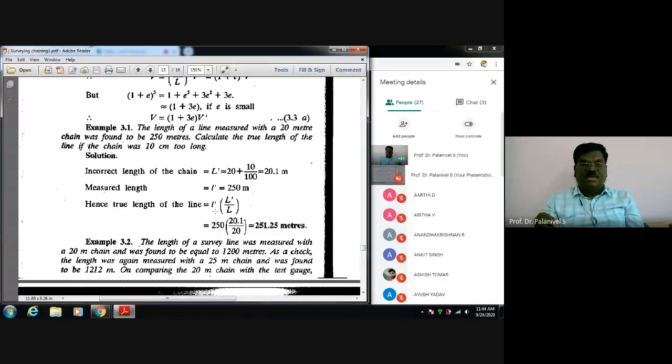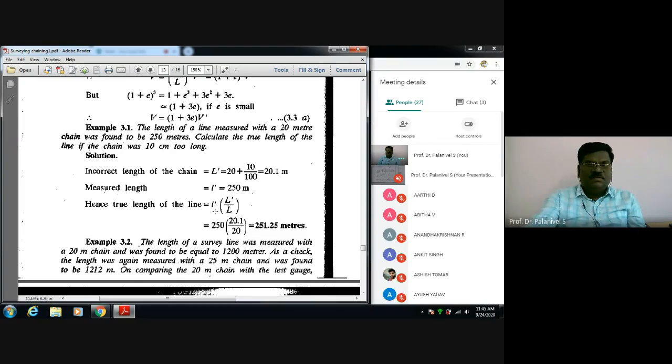Strictly speaking, I'm supposed to work out some problem from the exercise. No problem, because I have to write it on paper, scan it, and project it here and discuss. Instead of discussing the exercise problem from the book, I am simply projecting the examples of the textbook and then explaining. Exercise problems you can work out yourselves. There will not be any difficulty.